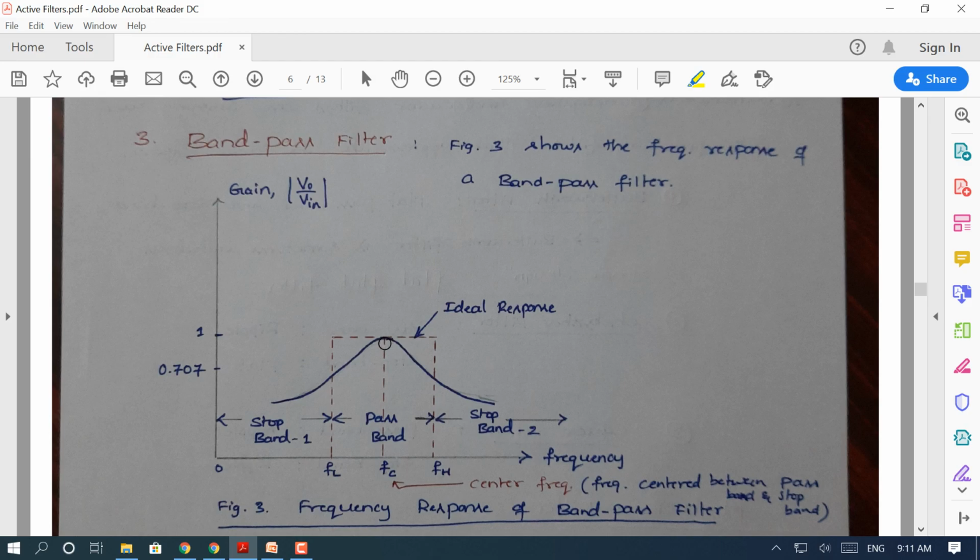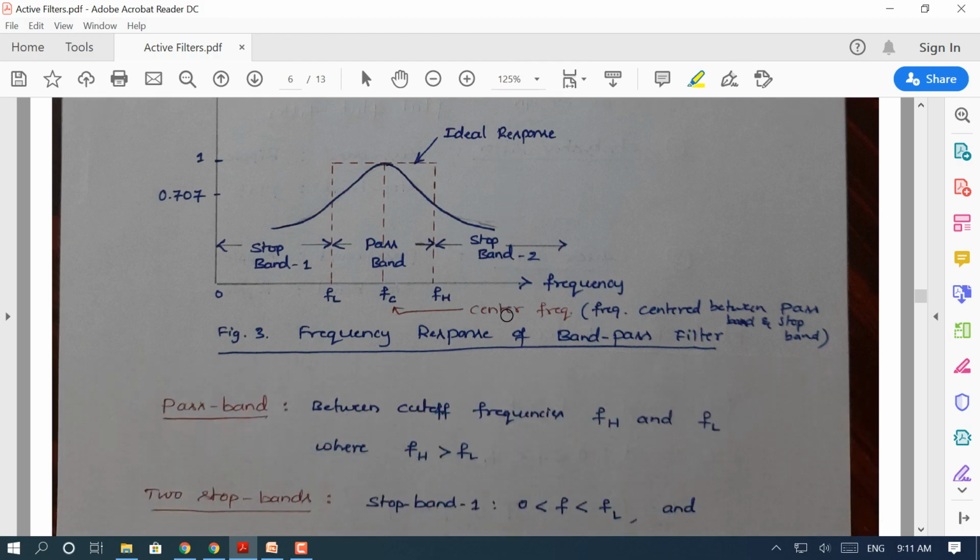Unity gain is 1 in this case, exactly at the FC. As we move towards FL, gain decreases, and again as we move towards higher frequencies towards FH, the gain decreases. Only at FC the gain is at unity. So we understood that stop band 1 exists from 0 to FL, stop band 2 exists from FH onwards, and for the frequencies between FL and FH, the circuit is going to pass them. In this region we can see that the gain is almost constant. So this is the frequency response of a band pass filter.